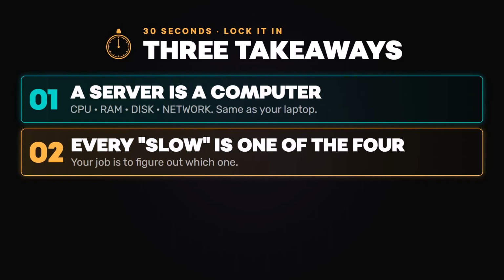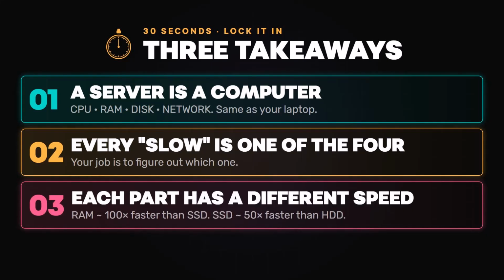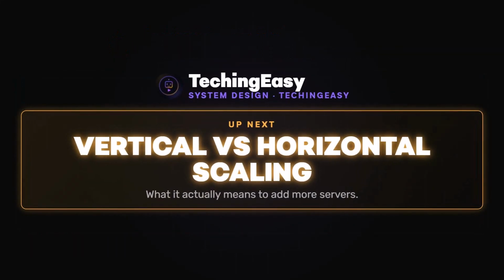Takeaway 3. Each part has a wildly different speed. RAM is roughly 100 times faster than SSD, which is roughly 50 times faster than spinning disk. These ratios are why caching exists. In the next video, we will get into vertical and horizontal scaling, what it actually means to add more servers.